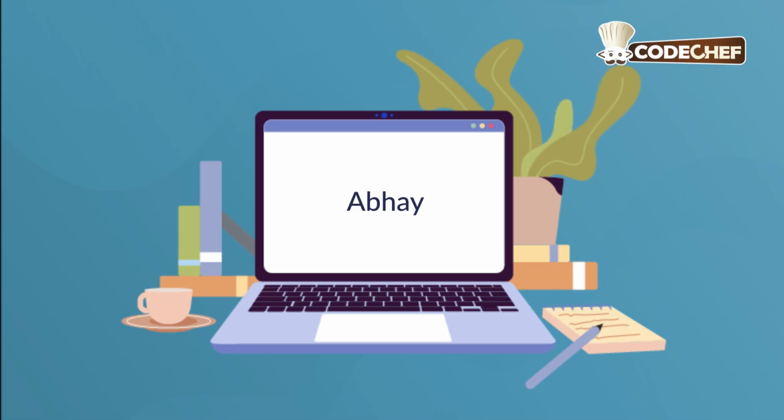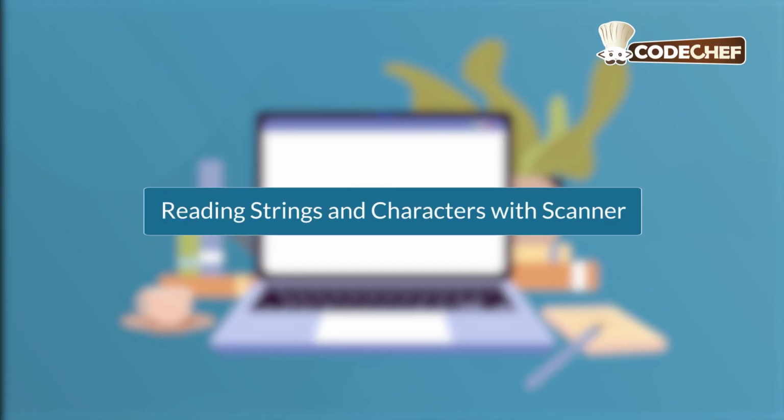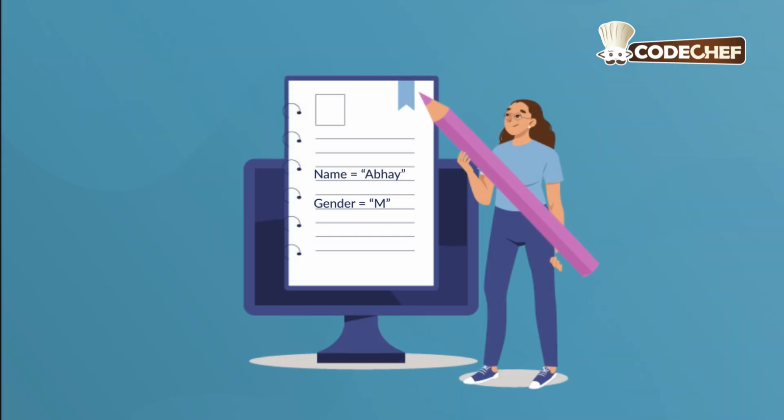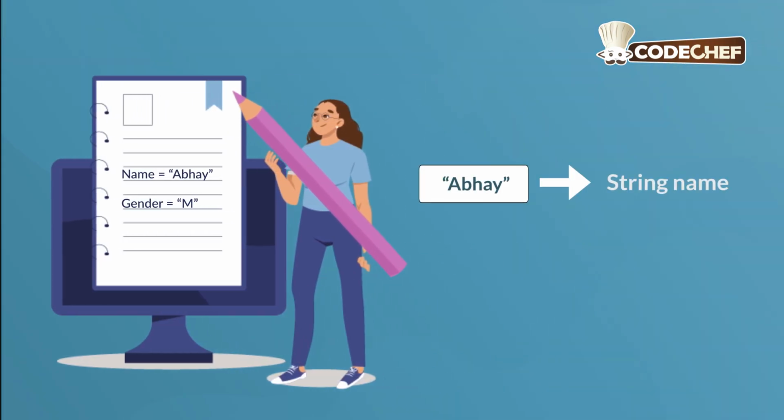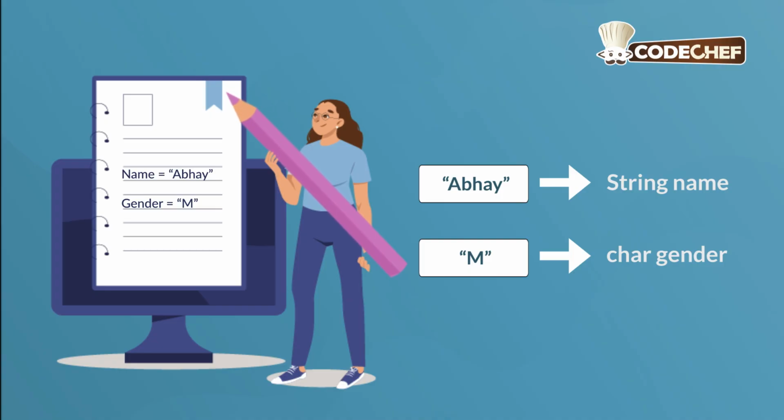But what if you want to take words or single letters, like a username or the first letter of someone's name? That's where reading strings and characters with Scanner in Java comes in. Imagine filling out an online form. You type your name in one box. That's a string. Then maybe you pick your gender as a single letter like M or F. That's a character. Java's Scanner class helps your program read both kinds of inputs easily.